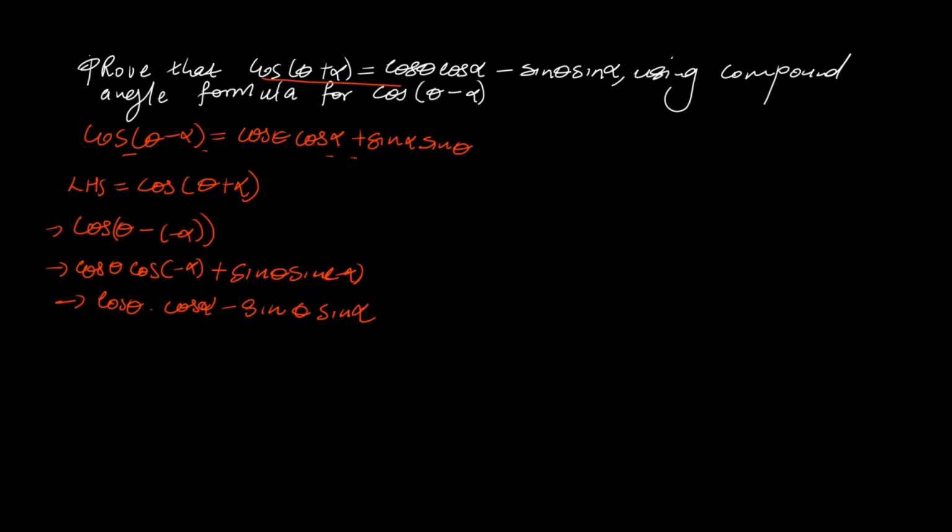So now let's move on to the next problem. We are required to prove that sin(theta minus alpha) is equivalent to sin theta cos alpha minus sin theta cos alpha. So let's check. Let's look at our left hand side. Our left hand side is equivalent to sin(theta minus alpha).